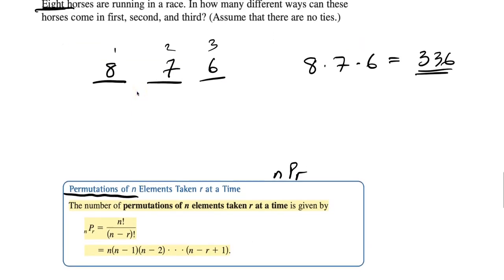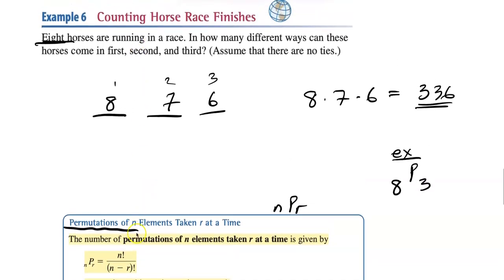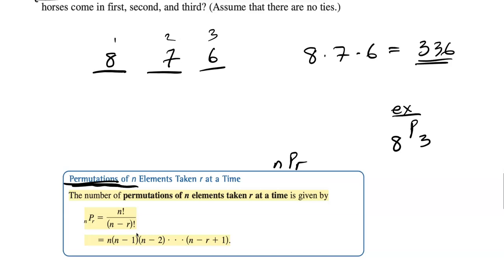If we do the exact same problem as above, just to give an example, out of the 8 horses, we want to pick the first 3. Now, you learn about permutation: order matters. That's the key thing about permutation. Order matters.